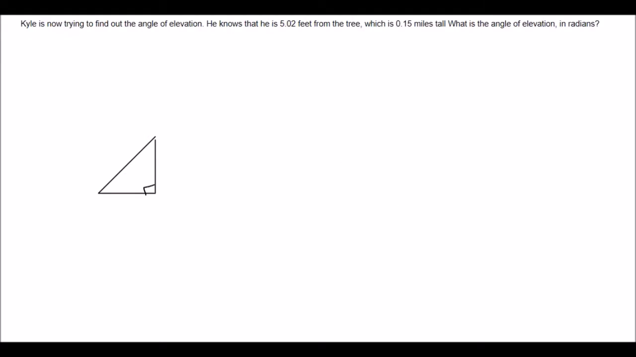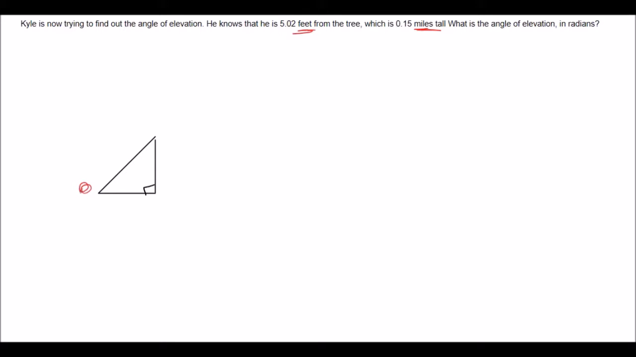Kyle is now trying to find the angle of elevation. He knows that he is 5.02 feet from the tree, which is 0.15 miles tall. What is the angle of elevation in radians? So I can already see a discrepancy here. We have feet and miles, and that's not really going to work out because feet and miles are different units of measurement, and when you're dealing with trig functions, you really need the units to be the same, otherwise it'll totally mess you up.